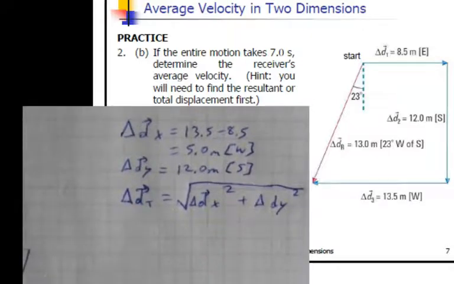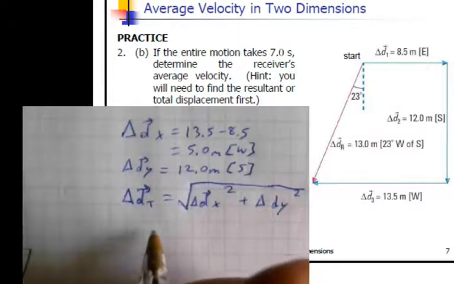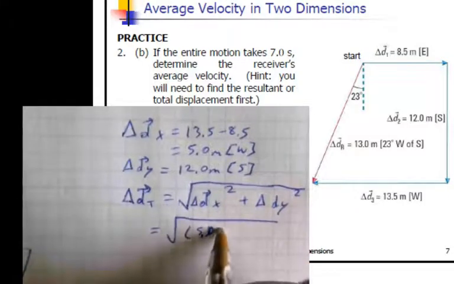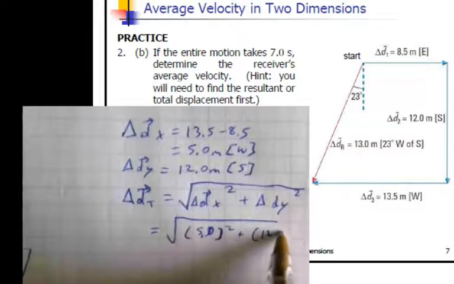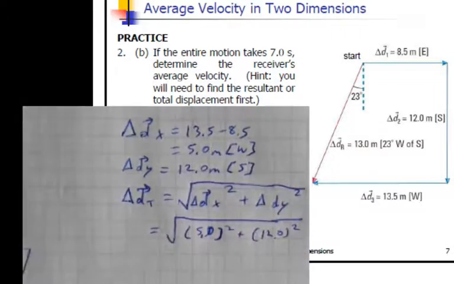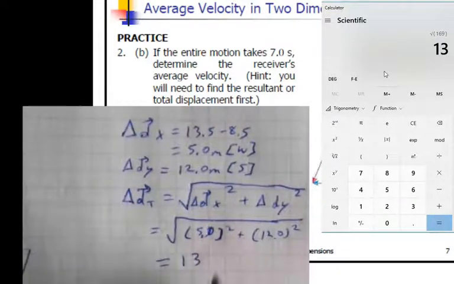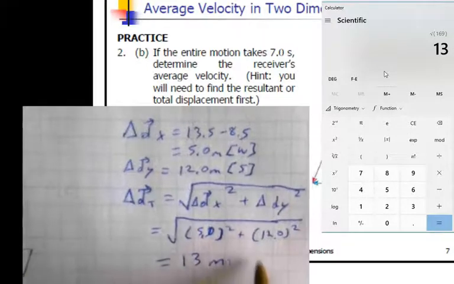So it is equal to the square root of delta dx squared plus delta dy squared. That would be the square root of 5.0 squared plus 12.0 squared. And you'll find this is going to work out to a very nice solution. I'll show it to you on the calculator. 5 times 5 plus 12 times 12 is 169, and that is actually a square number, the square of 13. So this equals 13 meters, but we don't have a direction yet.